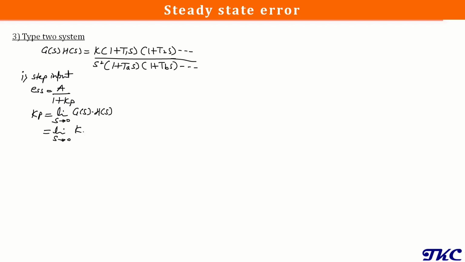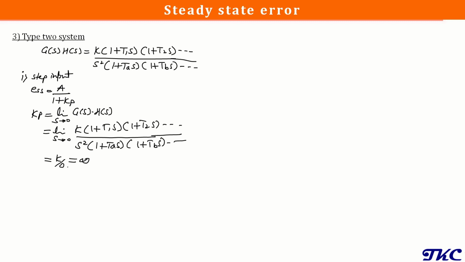So it will be K(1 plus T1 s)(1 plus T2 s) and so on, divided by s square (1 plus Ta s)(1 plus Tb s) and so on. So here when we substitute this limit, we will be having 1 for each bracket, but because of the separate s, we will be having 0 in the denominator. So it is going to give us K by 0, and that is infinity.